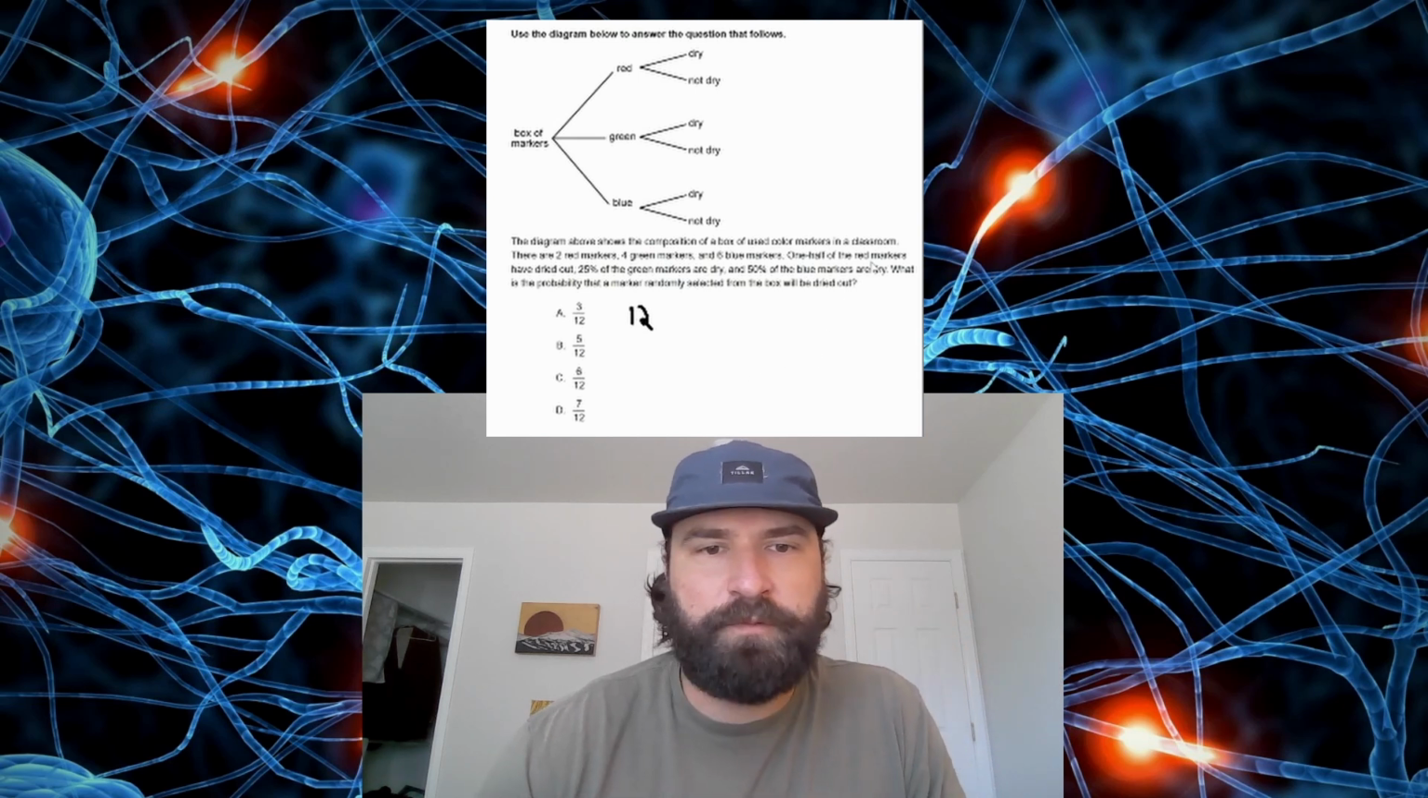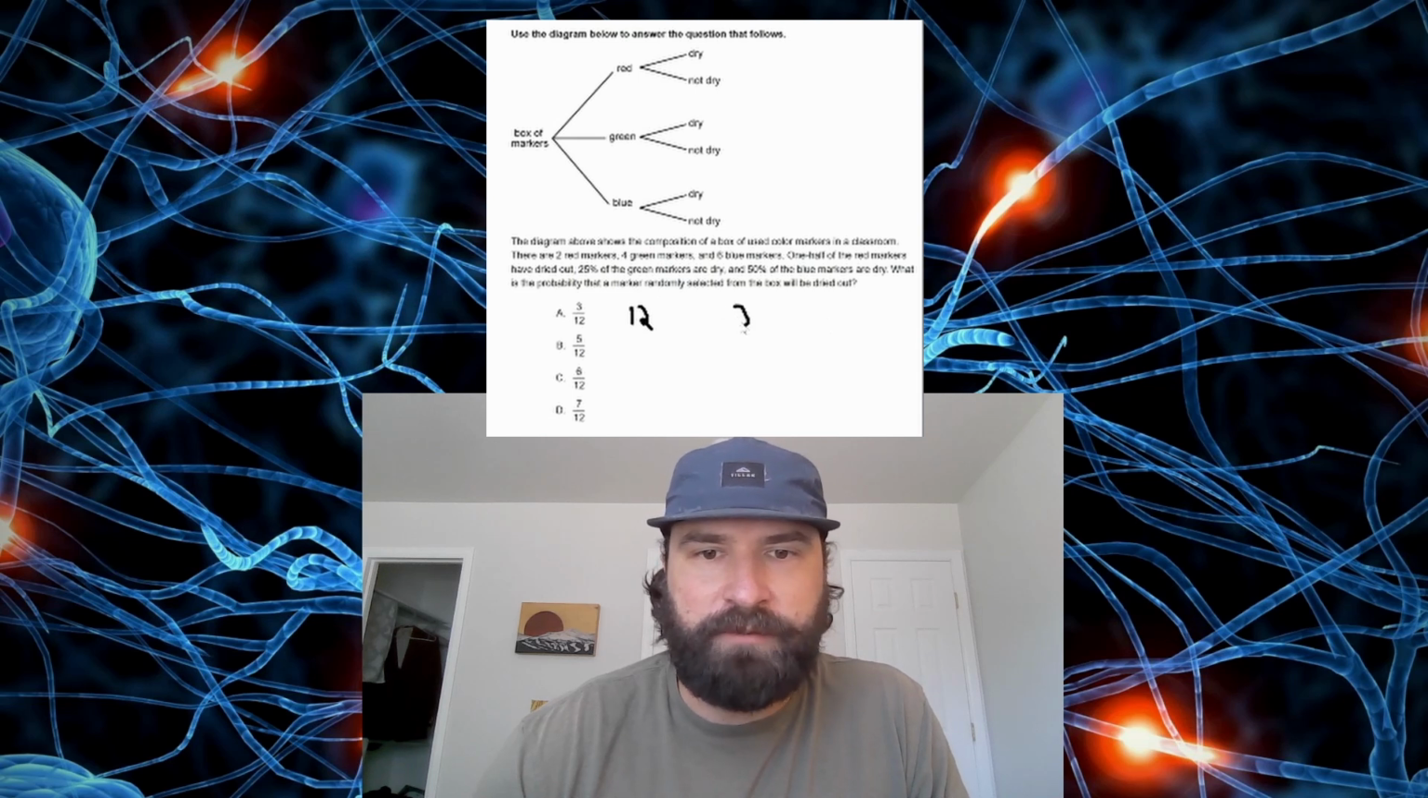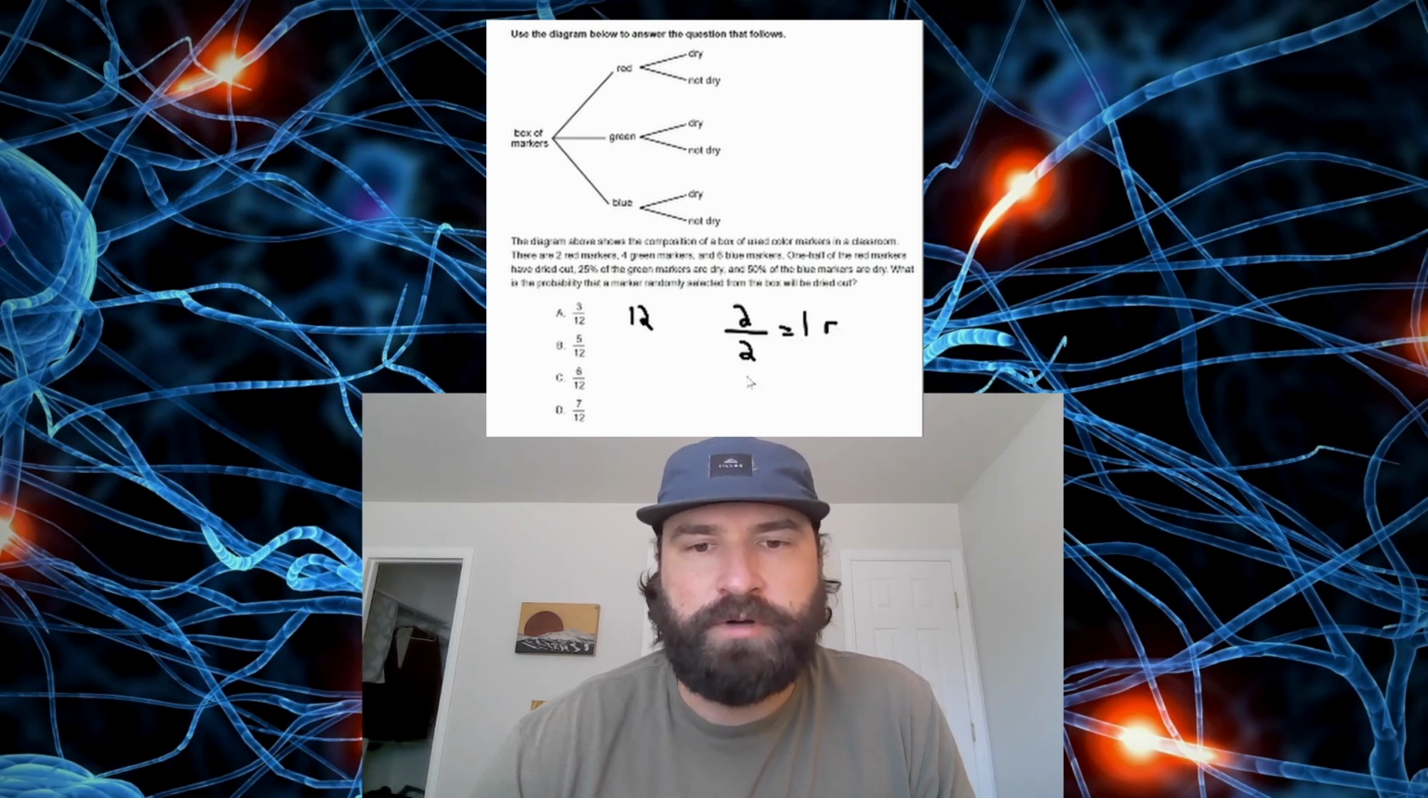So we know that 1/2 of the red markers are dry. So to figure out how many red markers are dry, we just do 2 markers and then divide that in half, which is dividing by 2. So we got 1 red dry marker.